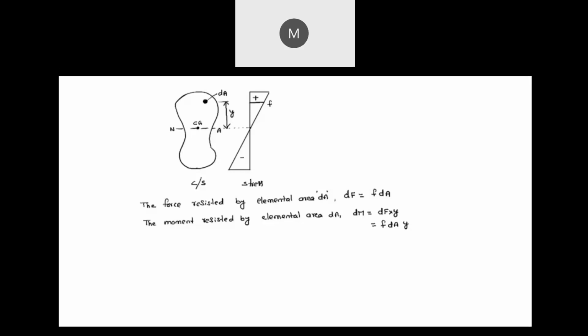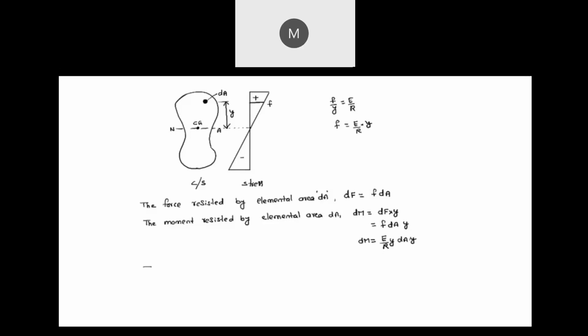But we know f by y equal to E by R. The relation we already know. f by y equal to E by R. We know that f is equal to E by R into y. So substituting that relation here, f value, E by R into y into dA into y, that is dM.